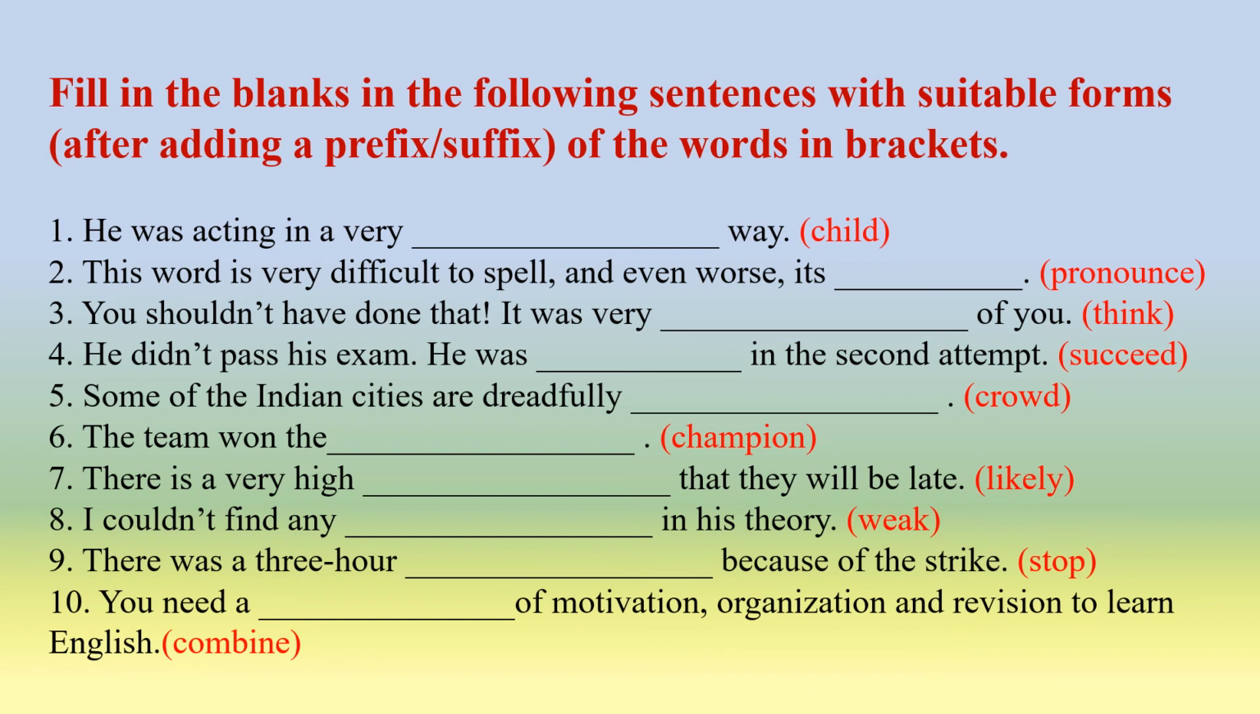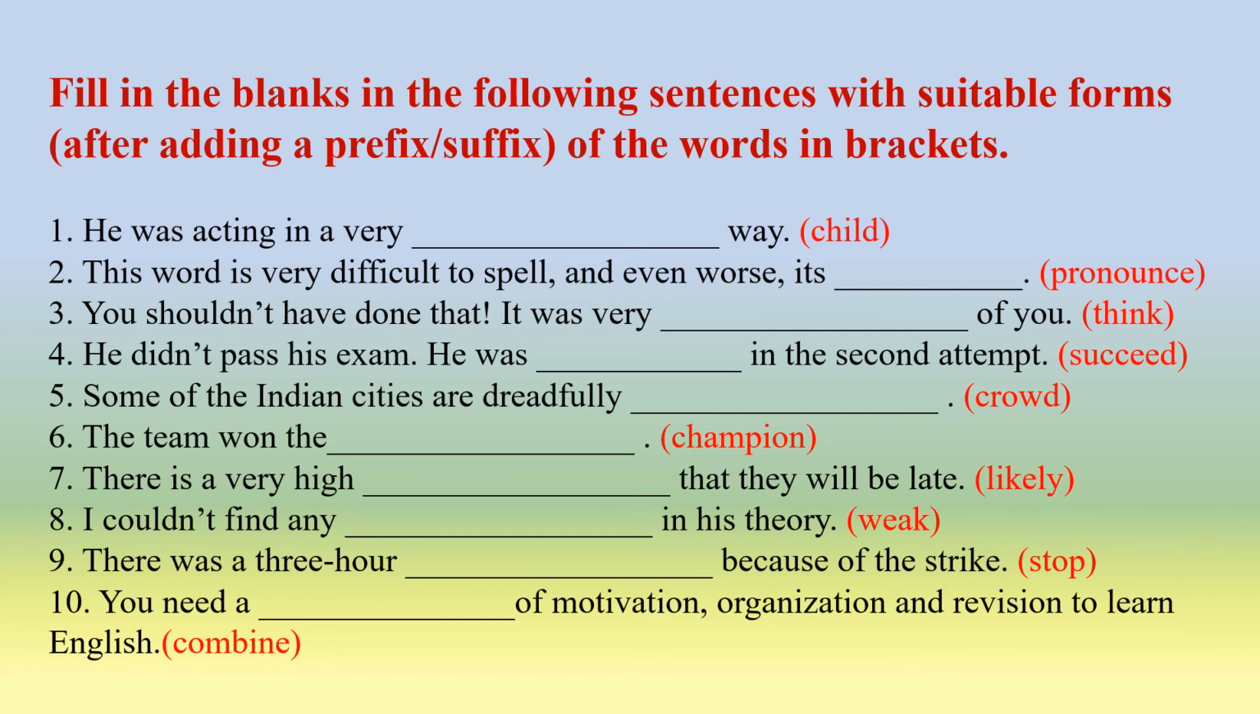Fourth one, he did not pass his exam. He was dash in the second attempt. In bracket, the root word is succeed. Fifth one, some of the Indian cities are dreadfully dash. Root word crowd. Sixth one, the team won the dash. What is the root word here? It is champion.